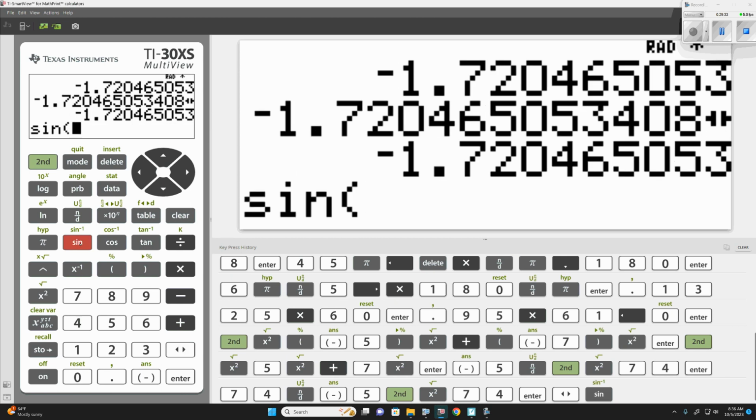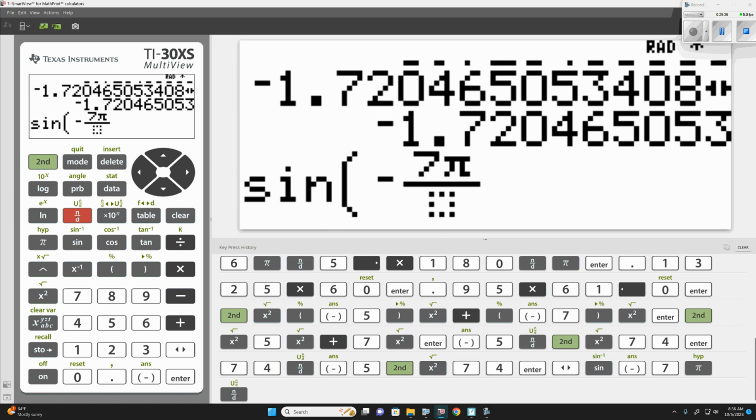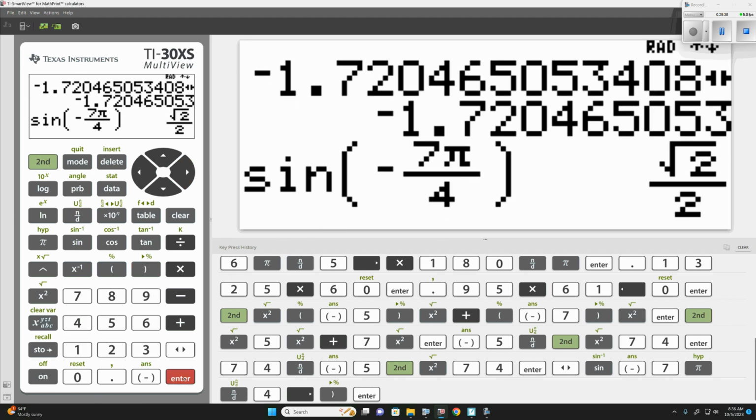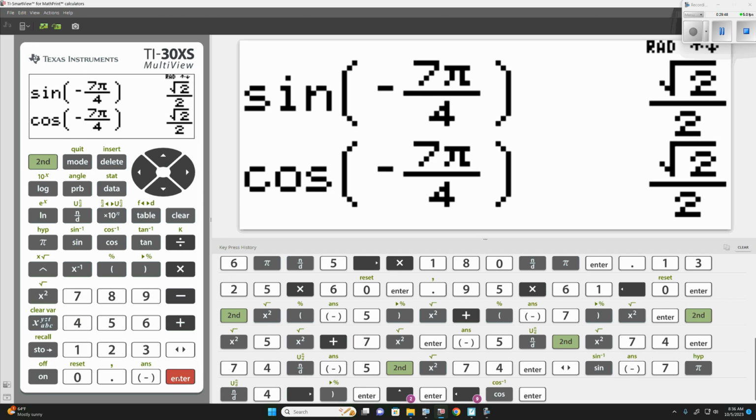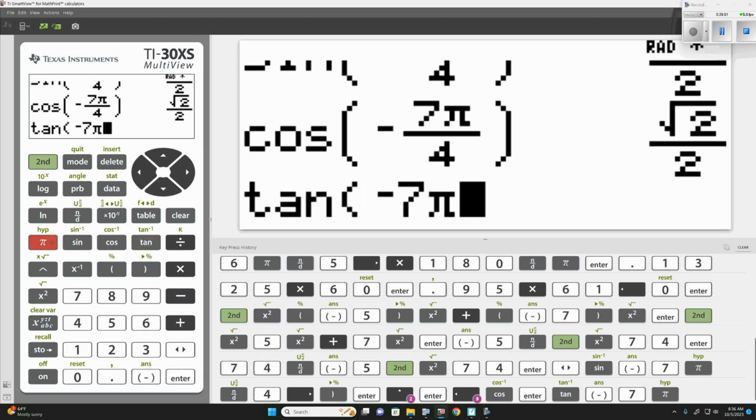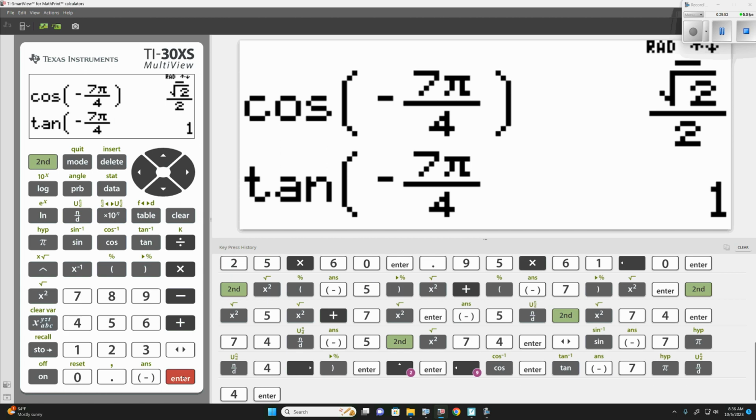Radians, sine of -7 pi over 4, square root of 2 over 2. Plug it in a calculator, let it do it for us. Questions on this so far? I think we're about halfway through the review sheet. We're about out of time.